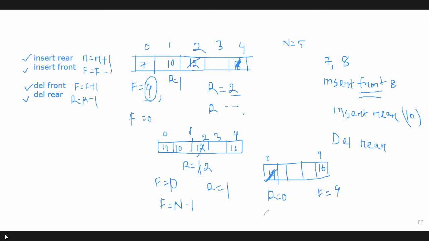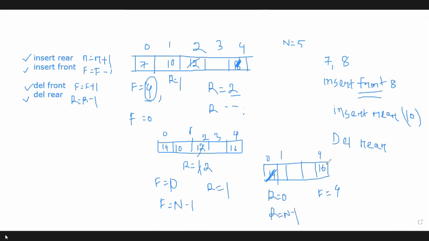Ma'am, 0 plus 1. No, it's not 0 plus 1, because in this location we don't have any value, we don't have any data. Which rule did we use when f equals 0 for insertion in the front? If the first location is already full, then we have to insert the data element in the last location, in the n minus 1 location. So after deleting the last data element, this 14, the new value of r will be n minus 1.